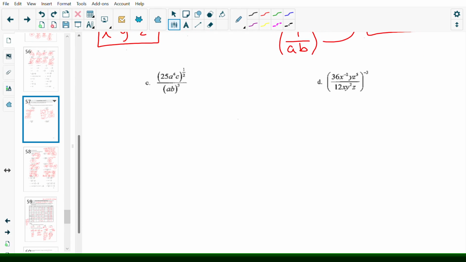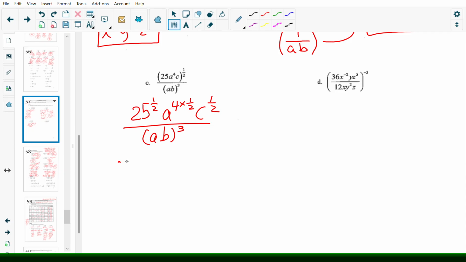25, A to the 4th C, all to the 1/2, divided by AB cubed. Okay, so can I simplify anything inside the brackets first? No. In the numerator, can I simplify the exponents? Absolutely. So let's see. Numerator, that's 25 to the 1/2, A to the 4 times 1/2, C to the 1/2, divided by AB cubed. Let me leave that alone for now.